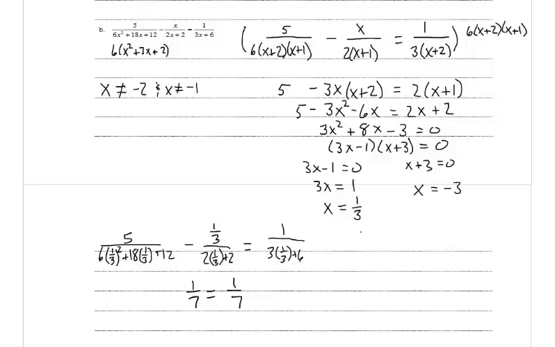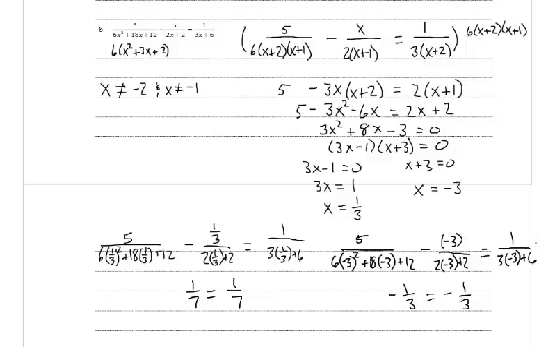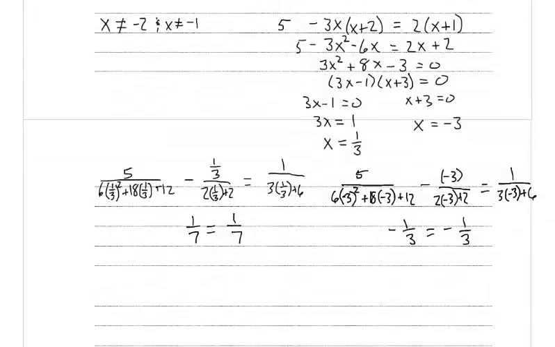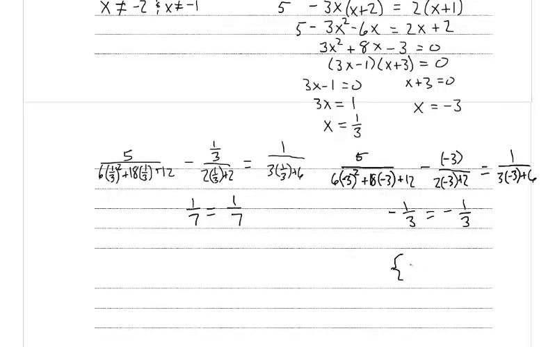And now we're going to plug negative 3 in. So we have 5 divided by 6 times negative 3 squared plus 18 times negative 3 plus 12 minus negative 3 divided by 2 times negative 3 plus 2 is equal to 1 divided by 3 times negative 3 plus 6. And when we put this in our calculator, we would find that negative 1/3 is equal to negative 1/3. So x is equal to negative 3 is also a solution to our equation. So now our solution set is negative 3 and 1/3. And that's our video on solving rational equations.